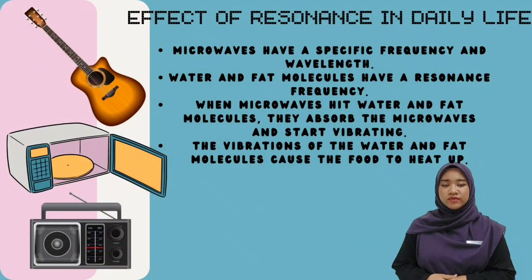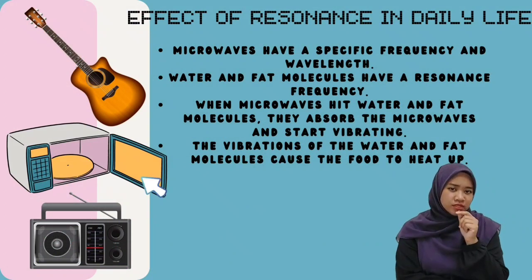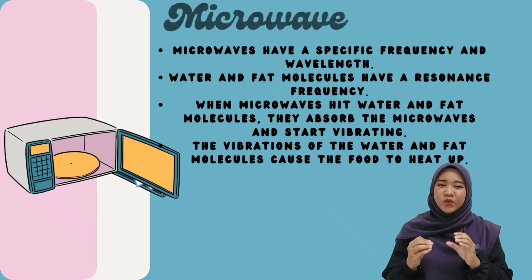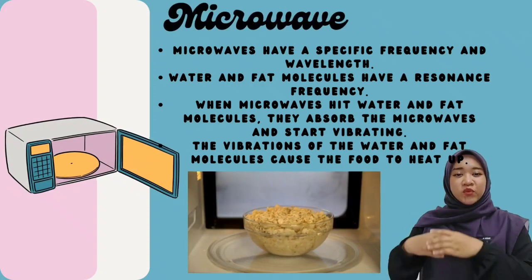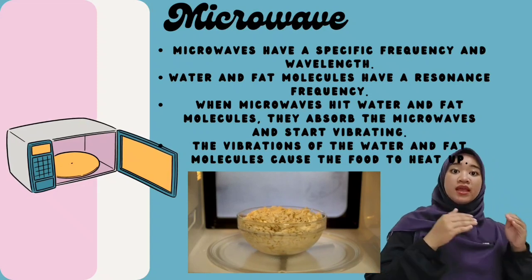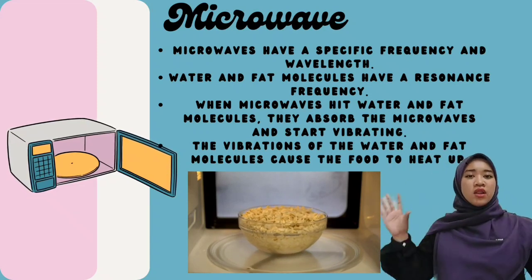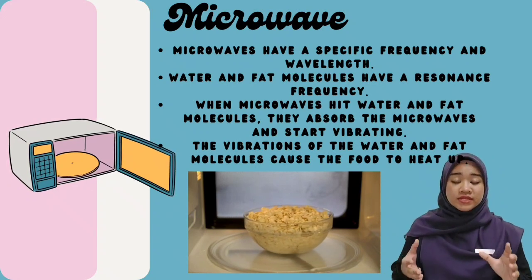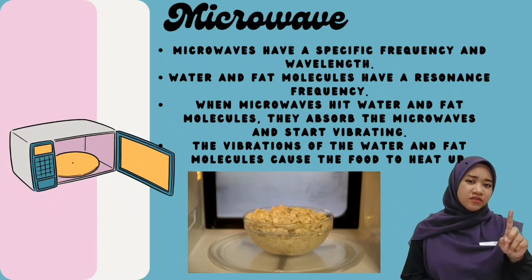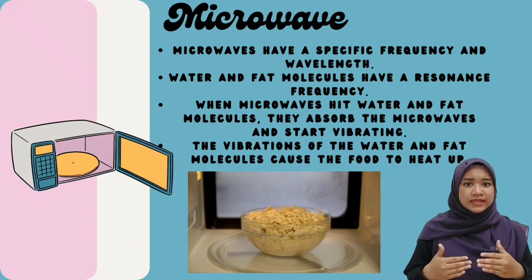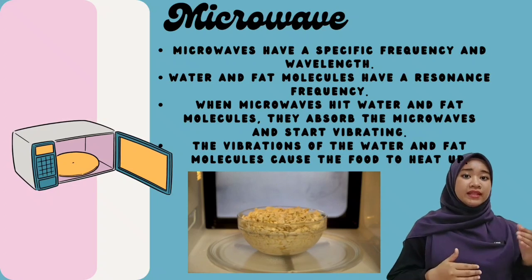Next is microwave. Are you sure, teacher? Well, the food is heated quickly in a microwave because of resonance. The radiation emitted by a microwave oven has a certain wavelength and frequency, and like all other objects, molecules of water and fat also have a resonance frequency. At a certain frequency, the molecules absorb wavelengths and start vibrating, causing cooking and heating up of food.